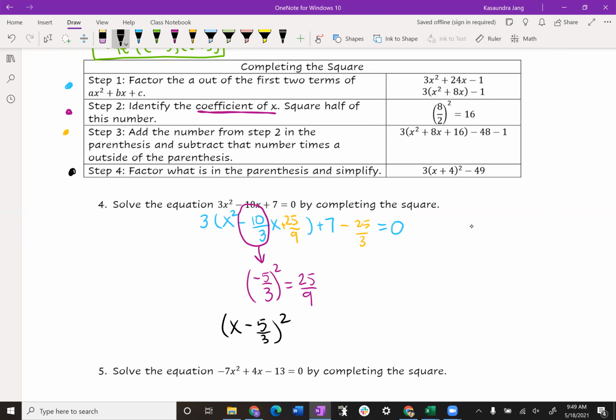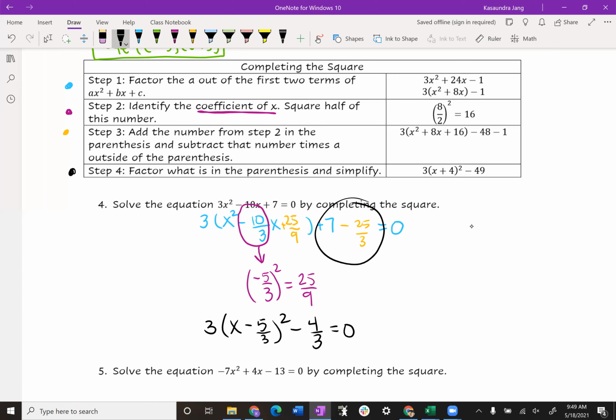I still have this 3 as a leading coefficient that hasn't changed. And then these guys, let's go ahead and combine those: 7 minus 25 thirds. If I put it all into one fraction, I get negative 4 thirds. And it still is equal to 0.